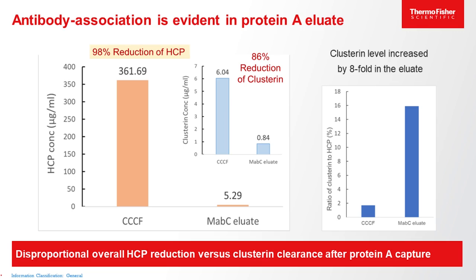However, if you look at the reduction of clustering on the blue bars, you see that only 86% reduction is possible. What this means in practice is that the clustering levels increase eightfold in the elution pool after the MapCapture-C affinity step. There is a very disproportional reduction of host cell protein versus clustering clearance.